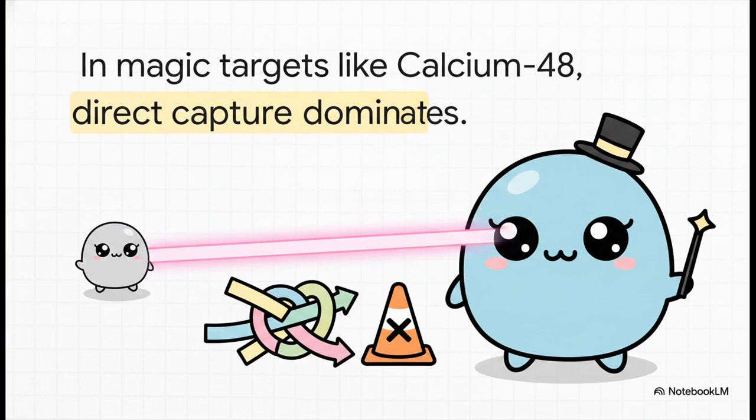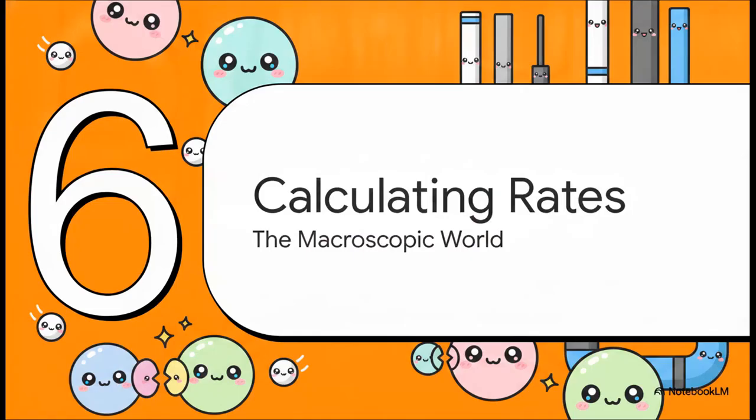But of course, in physics, there's always an exception, right? In magic or highly neutron-rich targets like calcium-48, this entire compound nucleus model just completely breaks down. It's fascinating. Because there are practically no excited levels available up to 1 mega-electron volt, the neutron actually undergoes direct capture. It completely bypasses all that typical resonance traffic and just slips right in. All right, coming back up to the macro scale.